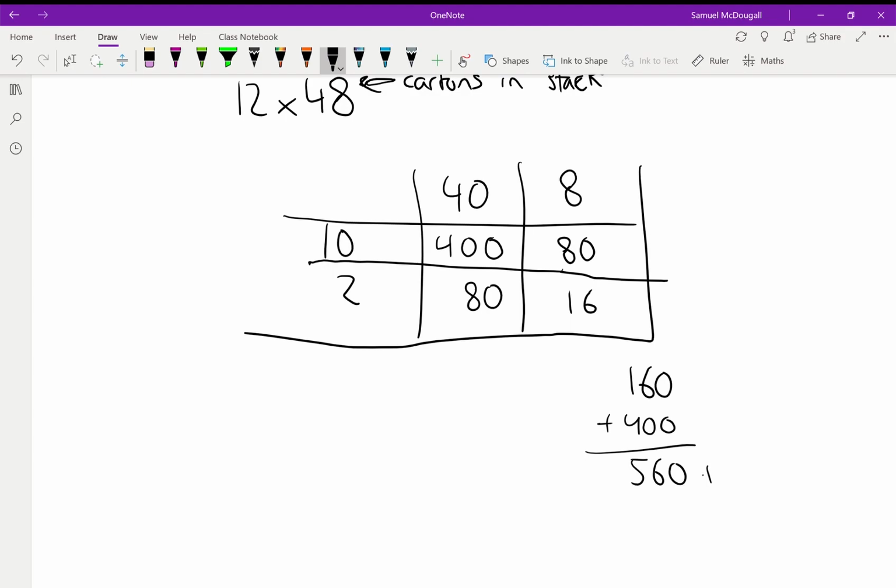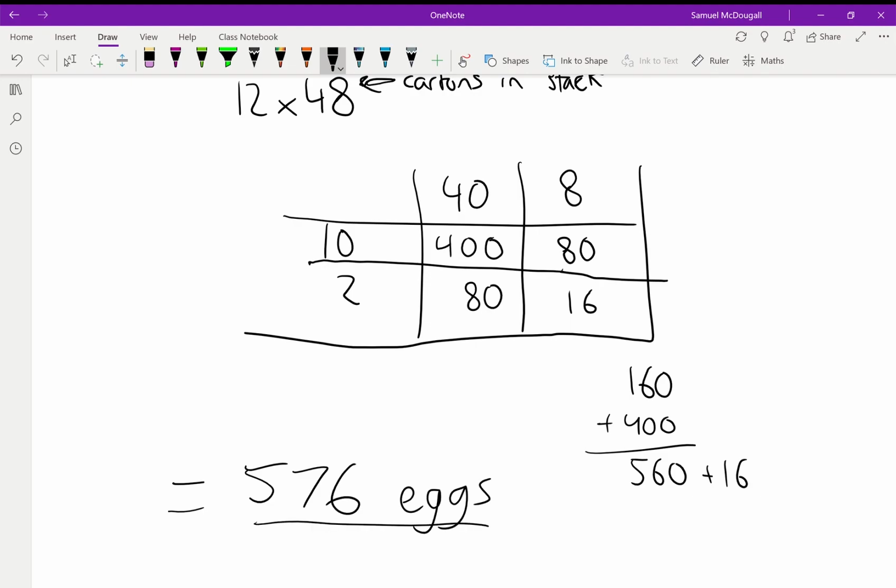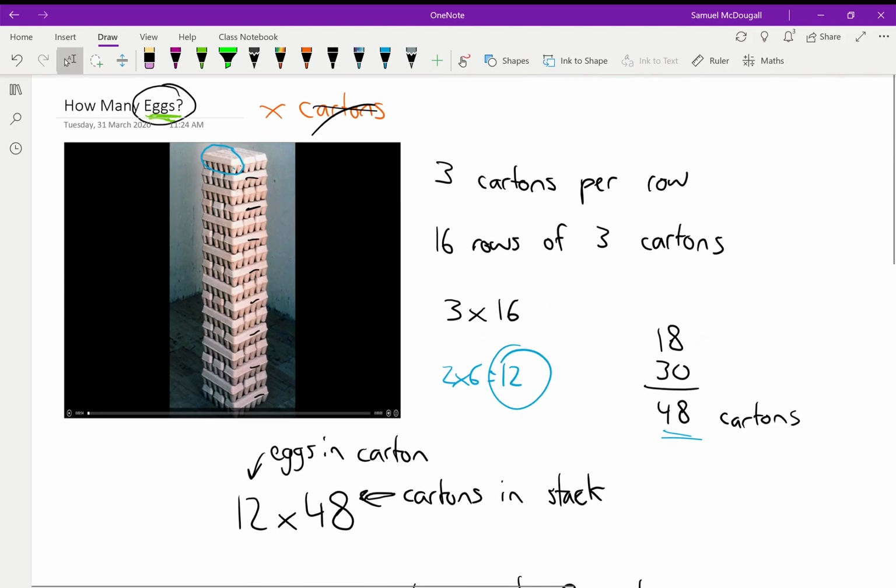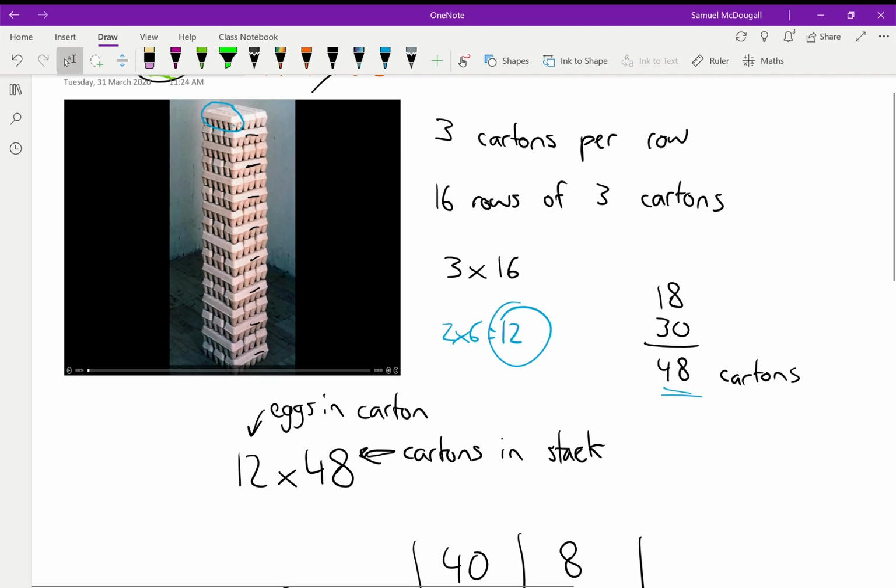And then all I need to do is add the 16 onto there, which gives me 576 eggs altogether. Notice how my answer is in eggs, and the question is asking for eggs. That's one strategy I used.